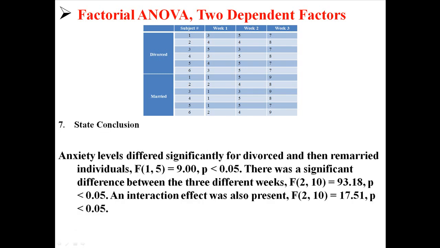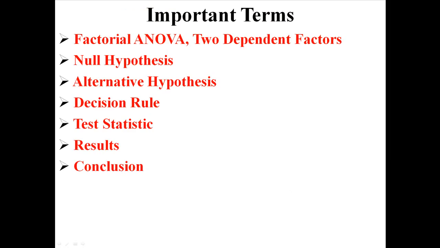And our conclusion is that anxiety levels differed significantly for divorced and then remarried individuals. There was also a difference between the anxiety levels of the 3 different weeks, and an interaction effect was also present. If you're still with me, that was a factorial ANOVA with 2 dependent factors.